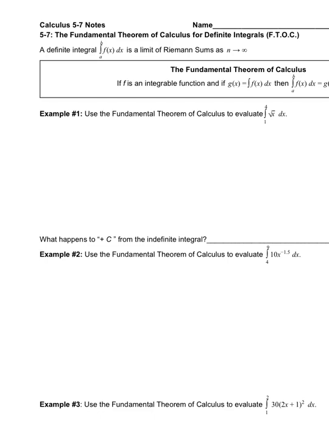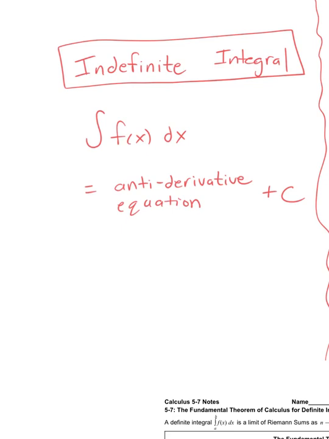In this video, we are going to learn how to use the fundamental theorem of calculus to solve for a definite integral. First of all, let's talk about the difference between a definite integral and what we have been working on, indefinite integrals. So let's head up here. Here is what an indefinite integral looks like.